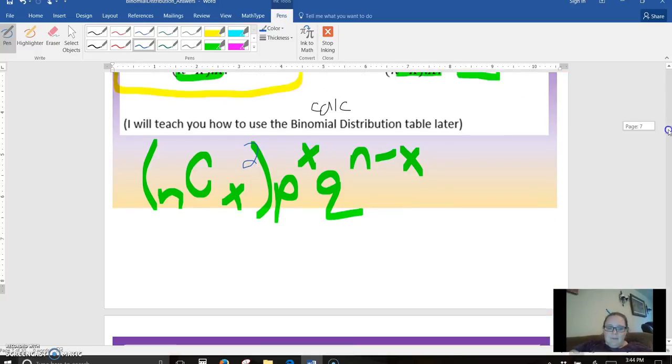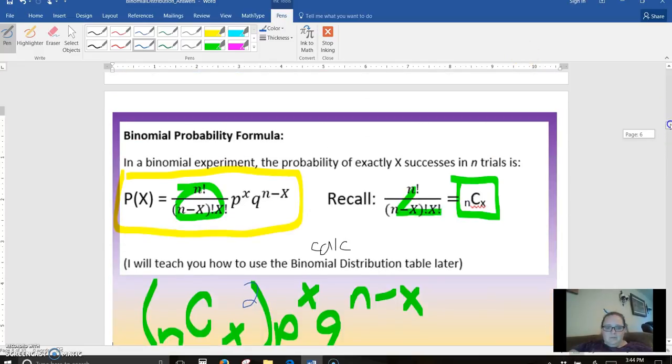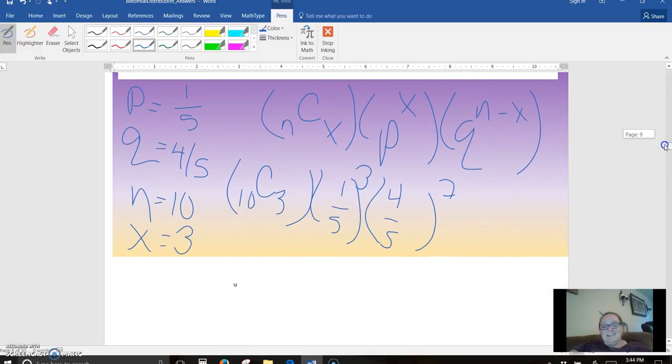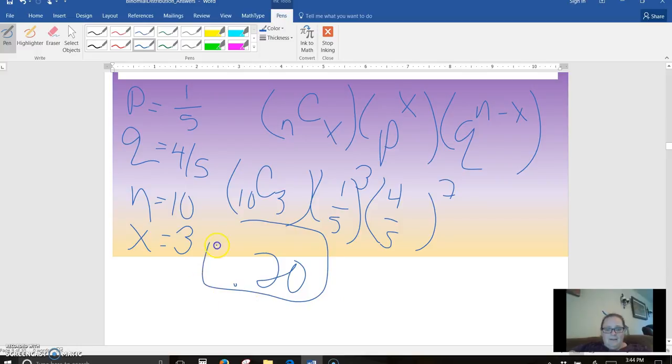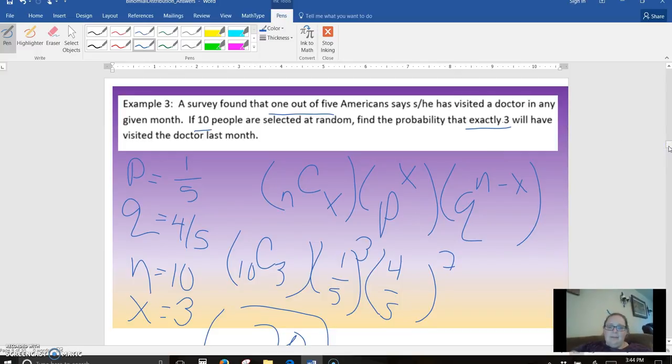What happened here? 0.20. Wait a minute. My stuff went away. Oh, I was on the right slide. All right, so 0.20 is the same as 20%. That means the probability that exactly 3 will have visited the doctor last month is 20%.